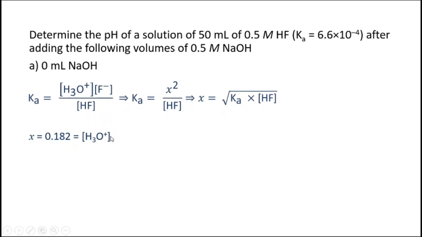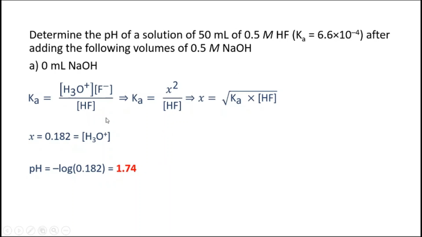Now that we know the concentration of our H3O plus, we're trying to look for our pH. From there, we can solve for the pH, which is equal to the negative log of our hydronium concentration, or 1.74. This 1.74 is the pH of your solution before any sodium hydroxide has been added, or it's the pH of our HF by itself.